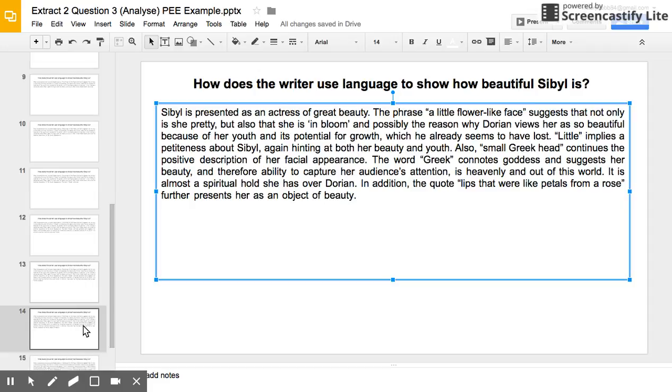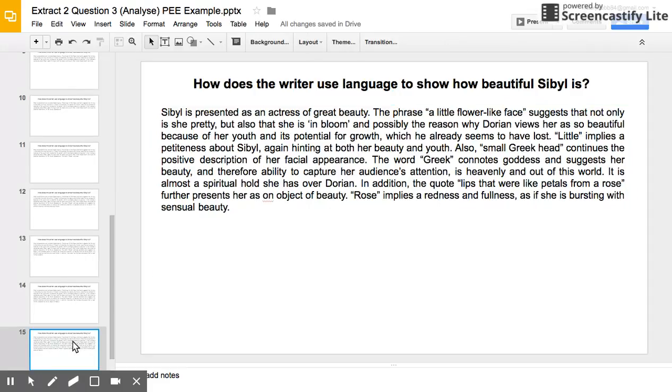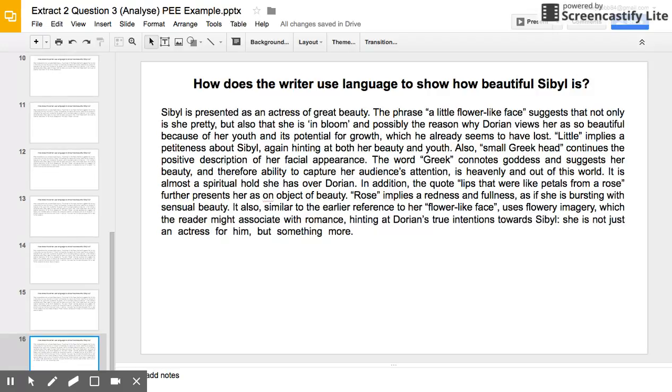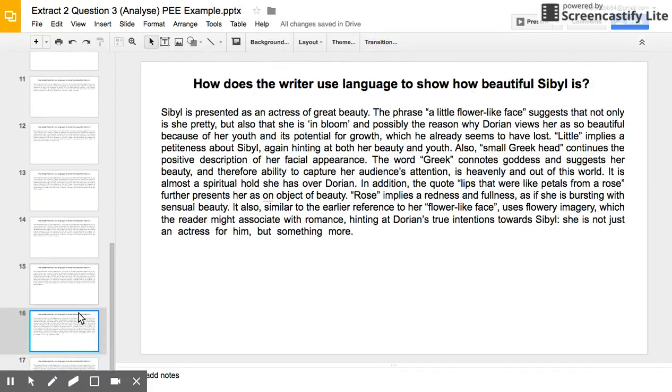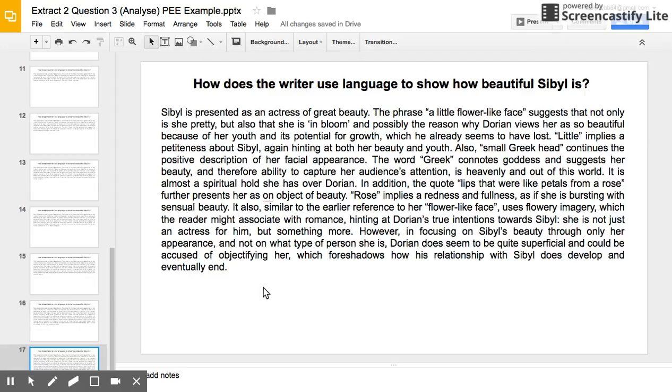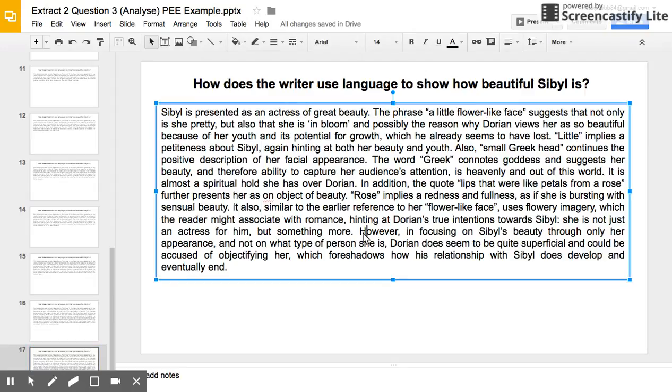I do that with a keyword. I think rose hints at flower again, redness, fullness. I've tried to extend it. And again, I've tried to link it back, so I've offered another explanation here. Here is, right, however, so now I'm changing. This is a connective, not necessarily for another quote, but in my explanation, I don't want to say that it's the same, I want to say it's different, so I used however, and I've continued my explanation.